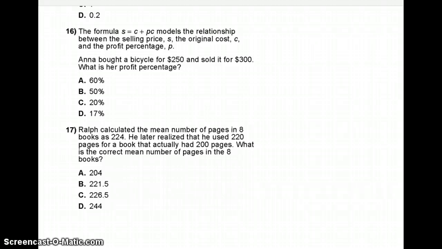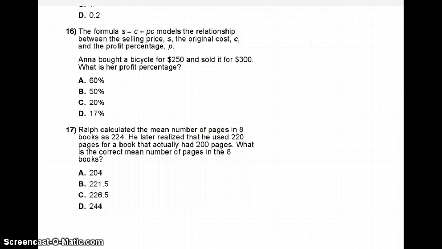Number 16, the formula S equals C plus PC models the relationship between the selling price S, the original cost C, and the profit percentage P. Anna bought a bicycle for $250 and sold it for $300. What is her profit percentage? A, 60%. B, 50%. C, 20%. Or D, 17%.